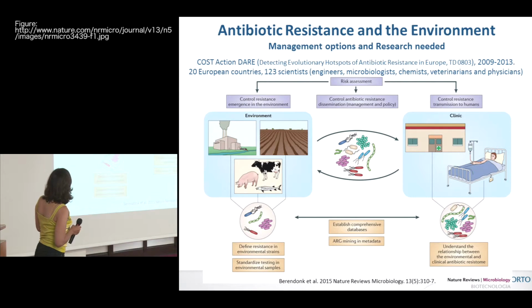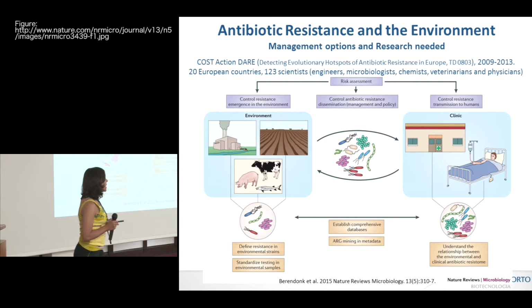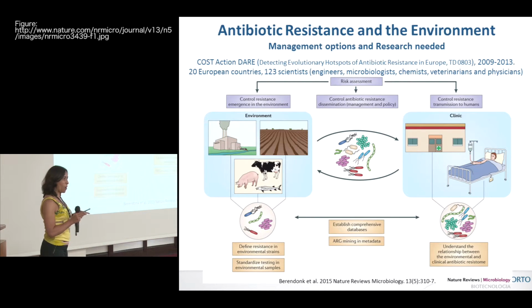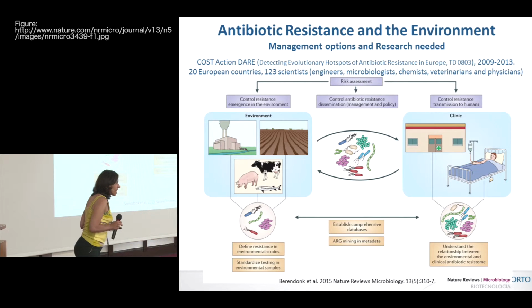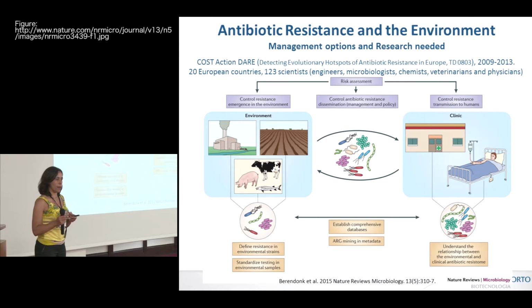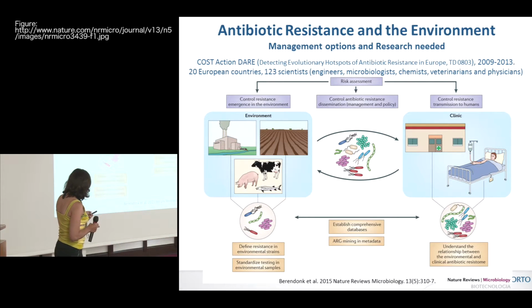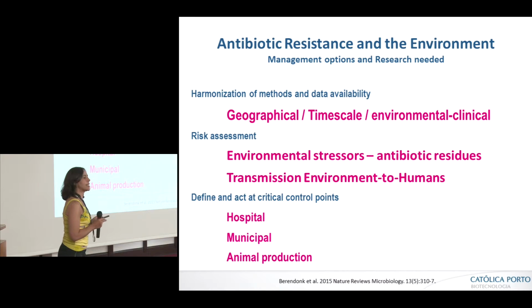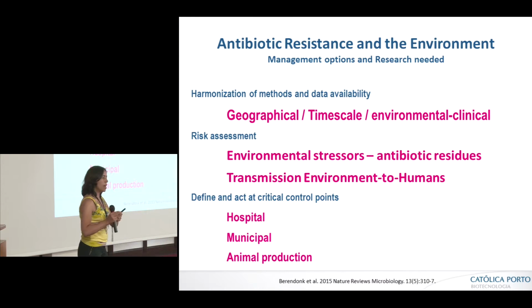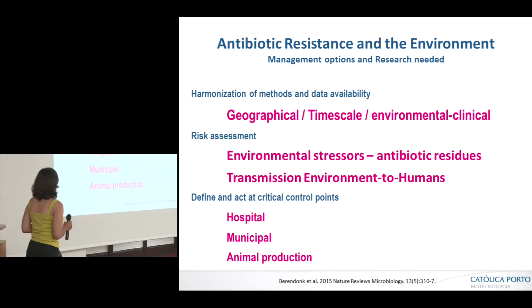In a COST Action that finished in 2013, we were more than 100 scientists from different areas, and our topic was antibiotic resistance in the environment. And we discussed largely what could be done, what is missing now to control this problem. And we came up with a position paper which suggests that there are some things that we can do now, and we must do it now.